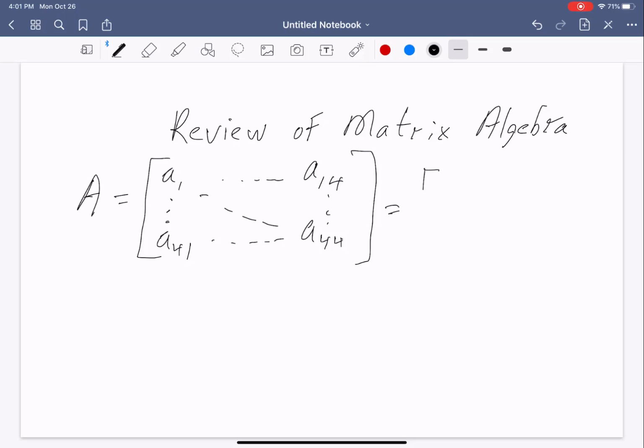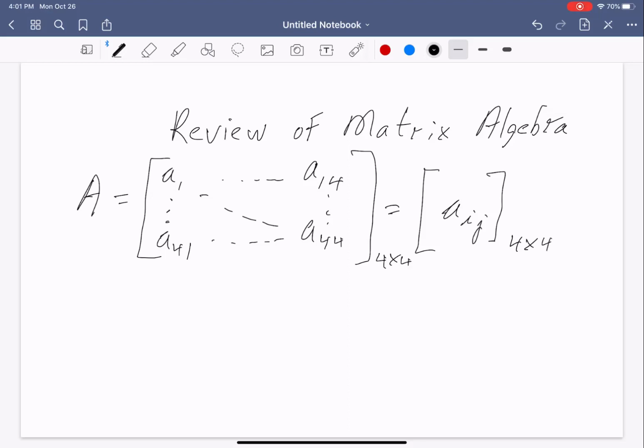We can denote that simply as a matrix that looks like this, where you have element Aij. The i refers to row, the j refers to column. And this is then a 4 by 4 matrix.